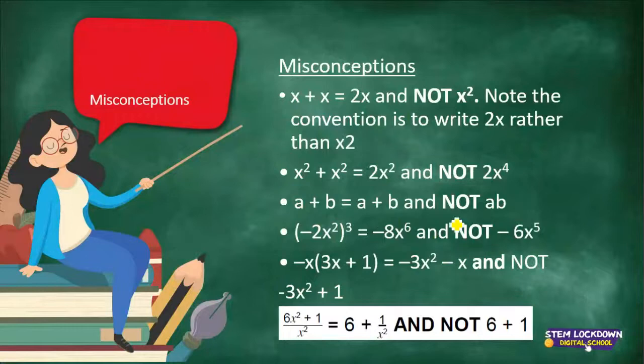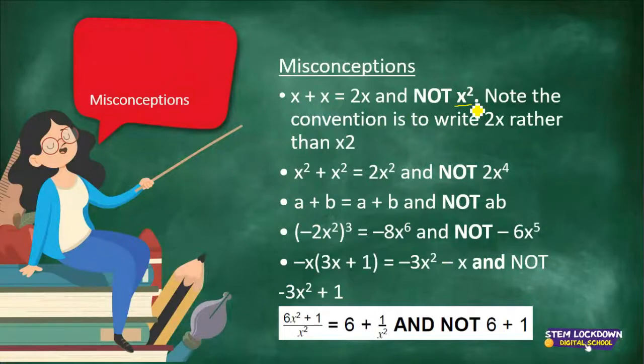Now, let's say we have x plus x. x plus x is 2x. It's like saying apple plus apple. You have 2 apples. Apple plus apple is 2 apples. But learners tend to write that x plus x is x squared, so it's x to the power 2.